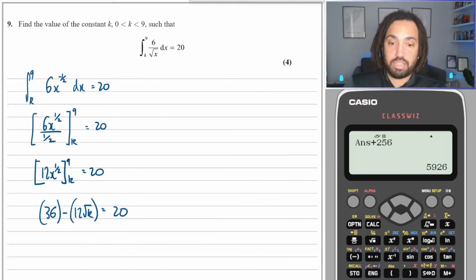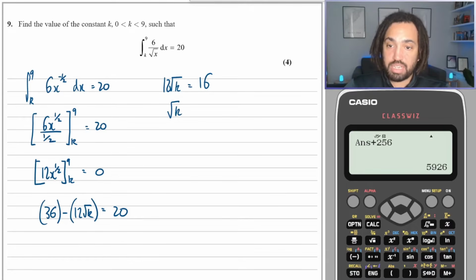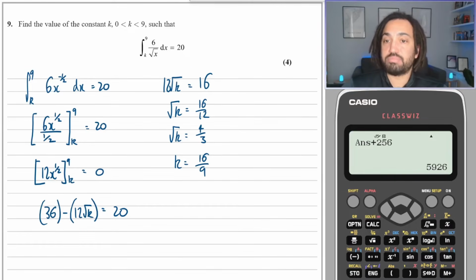Okay, lovely. So a little bit of rearranging of this gives me that 12 root k is equal to 36 minus 20, which is 16. So root k is equal to 16 over 12. So root k is equal to 4 over 3. So squaring both sides, I'm going to get 16 over 9.